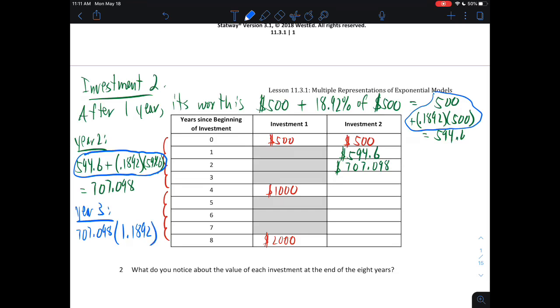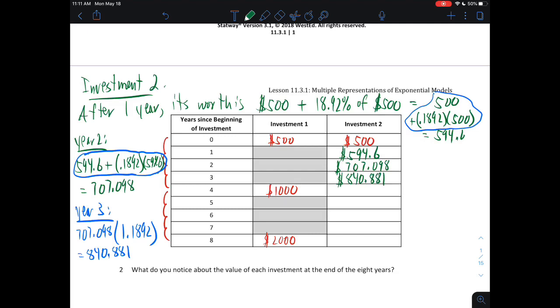You might be reminded of something you did in Module 4 where you had a concept of B and then how that related with the number 1. So here I've got 1.1892. I'm going to multiply these. 707.098 times 1.1892. And I get 840.881. So going back to my column, 840.881.